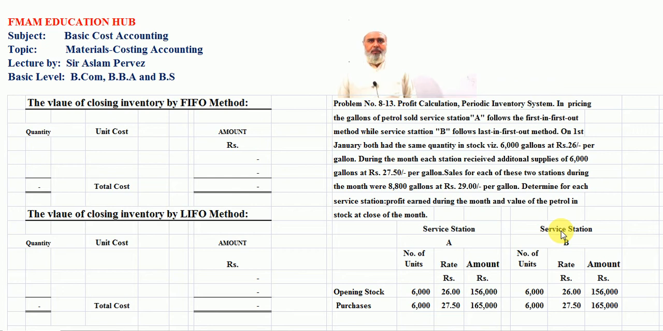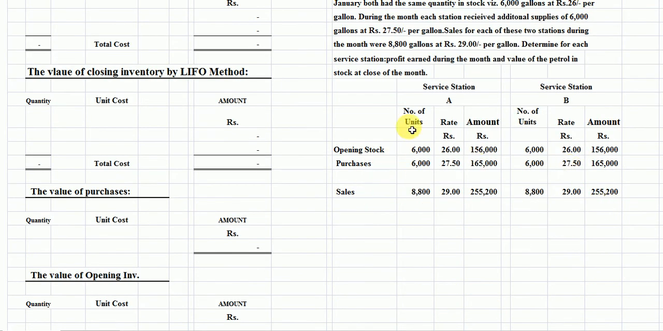Students, the opening stock is the same. For both service station A and service station B, the opening stock is 6,000 gallons at the rate of rupees 26 per gallon. The amount is 1,56,000 here. Same for station B, the opening stock is 6,000, the rate is 26 per gallon, amounting to 1,56,000 rupees here.